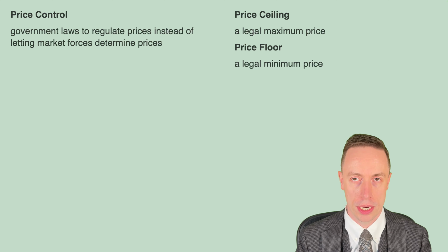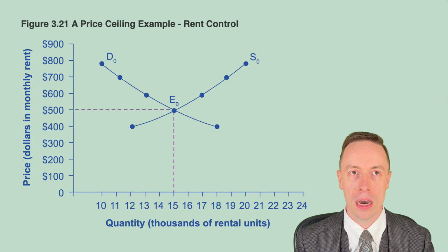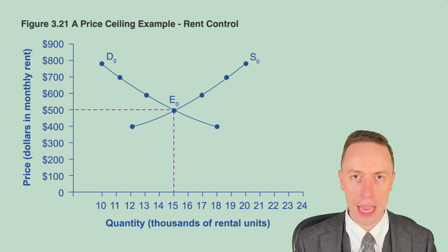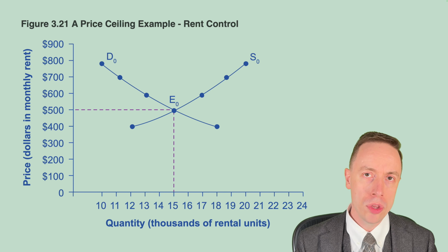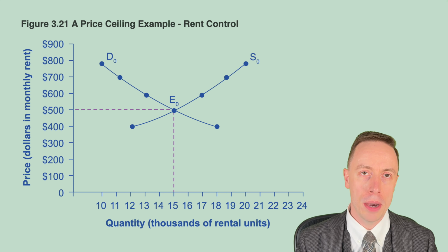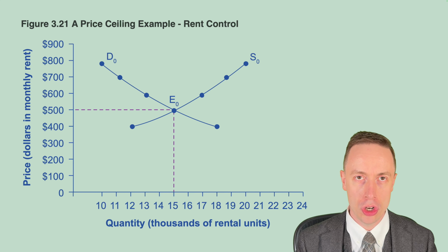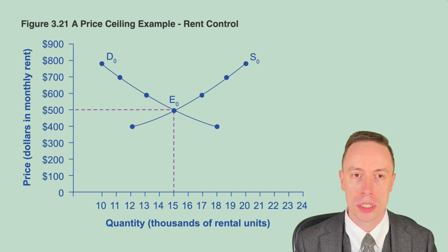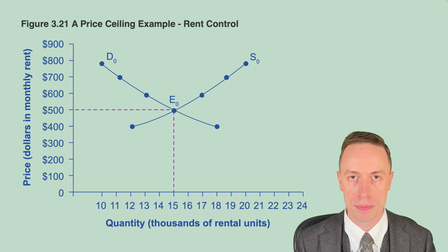charge for a product. Let's start out by talking about a price ceiling example in the market for apartments. You will often hear this referred to as rent control. So let's say we live in a city where currently the apartments are renting for $500 each, and we've got 15,000 rental units being rented. So as always, equilibrium quantity, both quantities supplied and demanded.